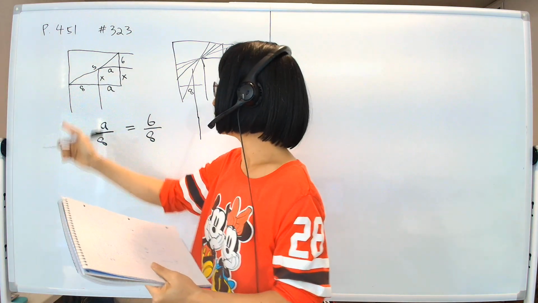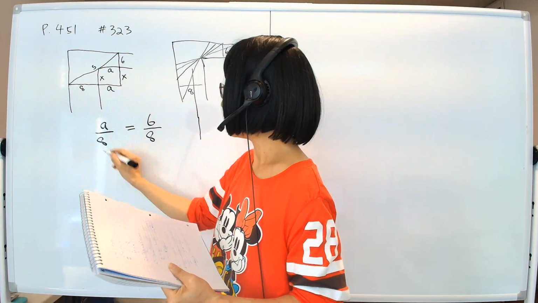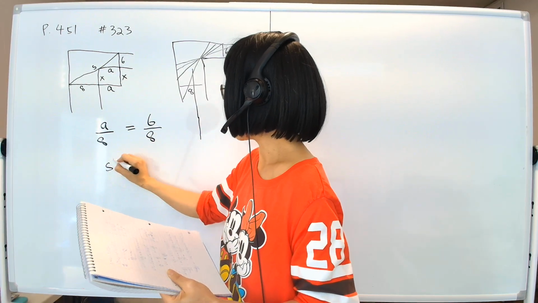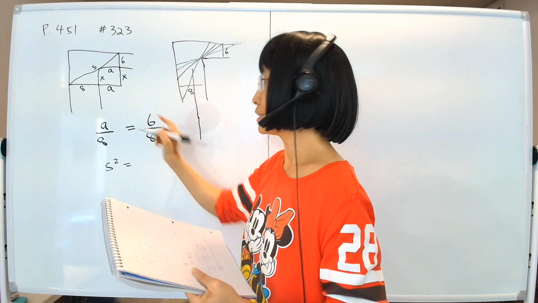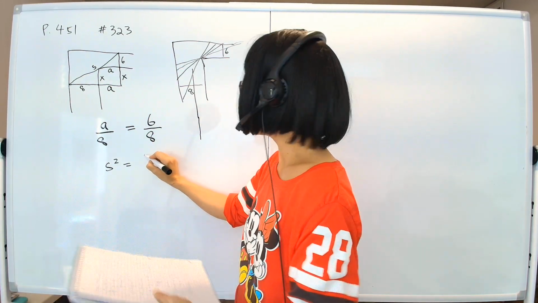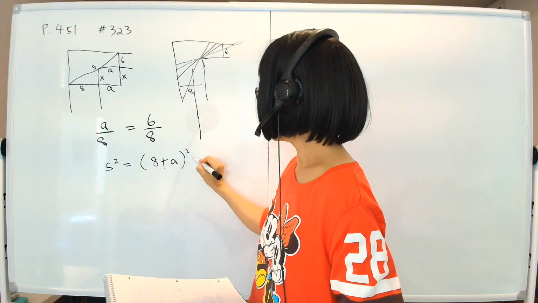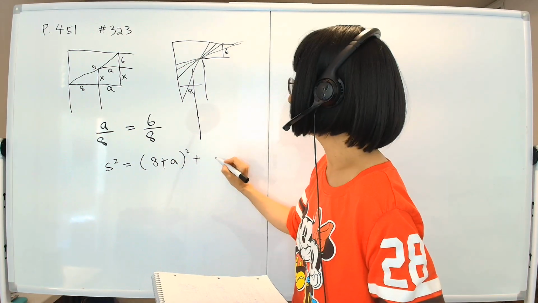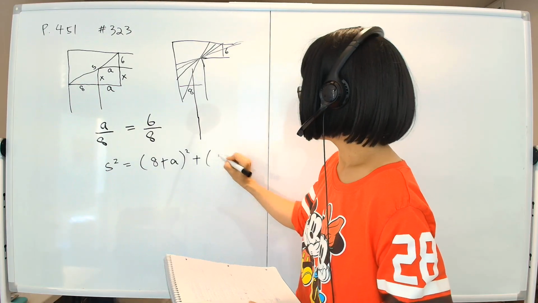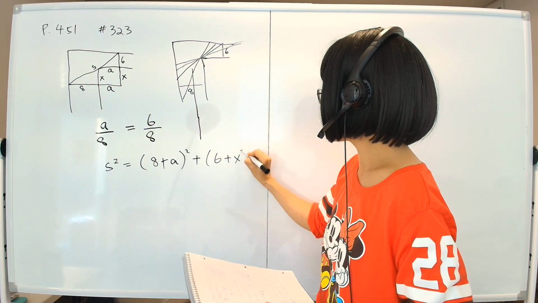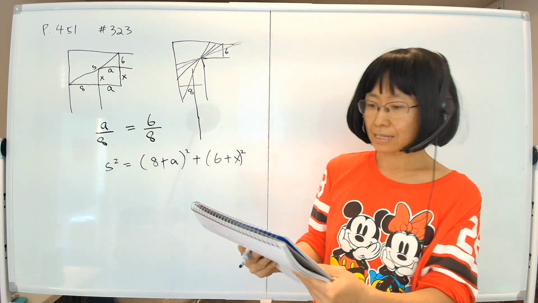The second relationship we must remember, which is easier, is the Pythagoras theorem. To be exact, S squared equals the third side's a squared plus b squared. So a squared is (8 plus a) squared, and then b squared is (6 plus x) squared. All right, so that's that.